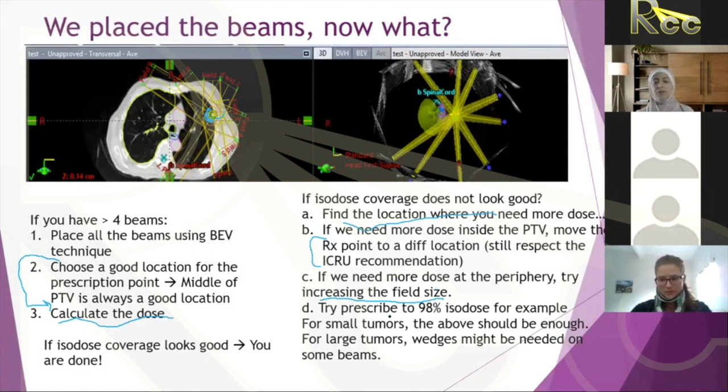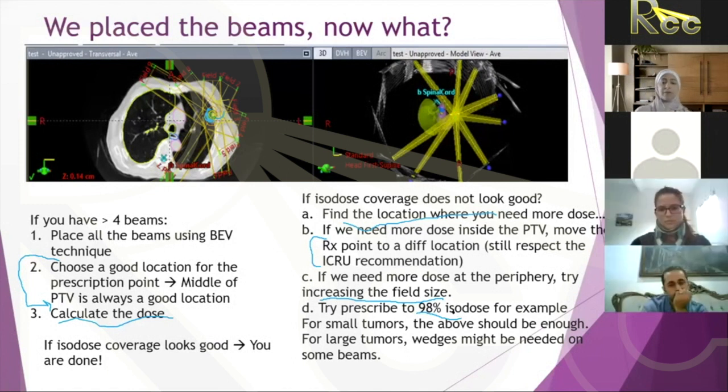Another trick that you could do, instead of prescribing to 100% isodose, you can say, you know what, I have good coverage in the 98% isodose line. MashaAllah, the 98 or the 97 isodose line, they look good and they cover most of my tumor. So then you can prescribe to the 98% isodose line. Of course, what this means is that you increase the hot spot inside the tumor. I'm prescribing to the 98% isodose line, it means I'm making everything hotter by 2%.